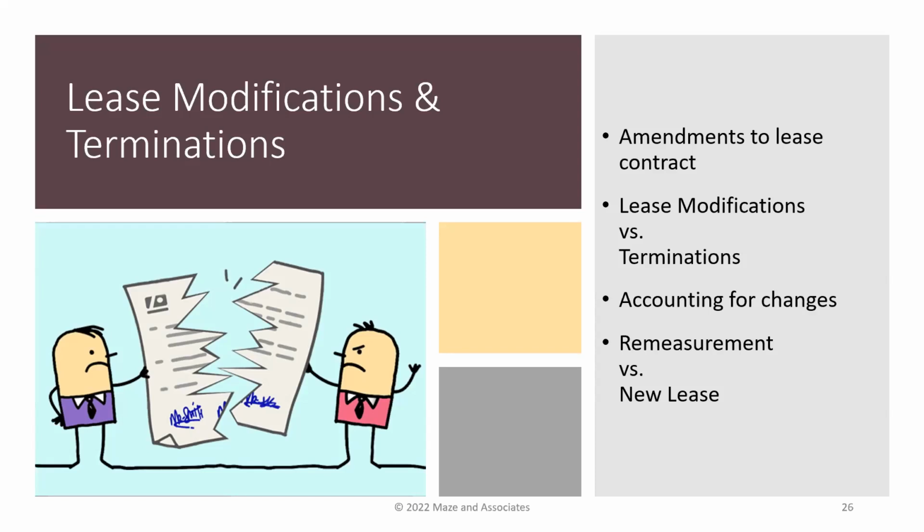And so for the terminations, if it's partial or full, the lessee is going to reduce or remove the lease asset or obligation, depending on whether it's partial or full, and you're going to recognize the difference as a gain or loss. And then, of course, if the lessee purchases the asset, you're going to reclassify it to the appropriate asset class.